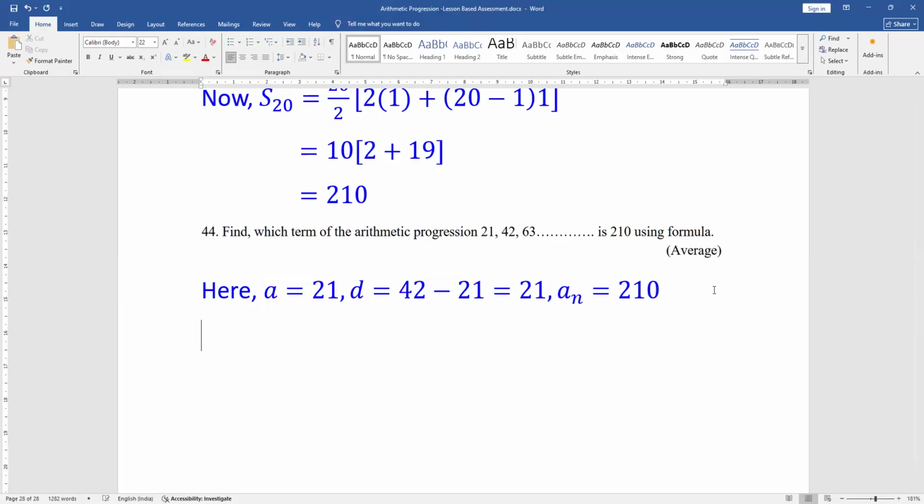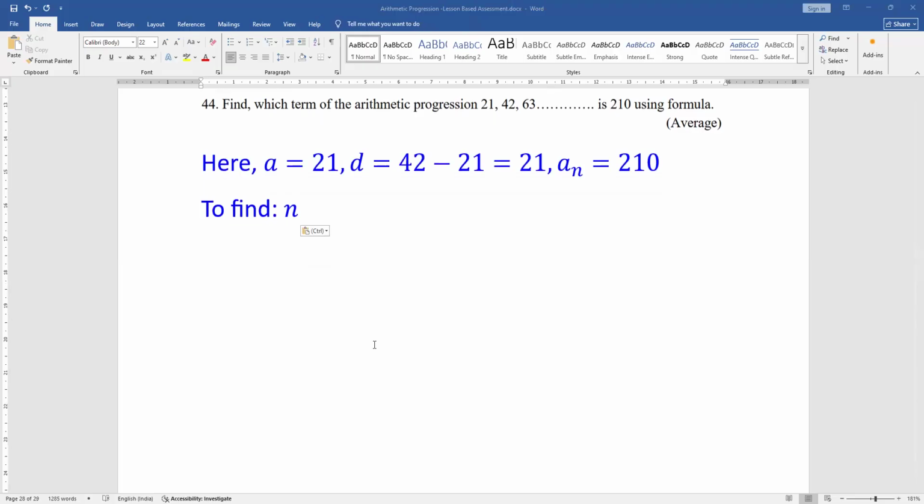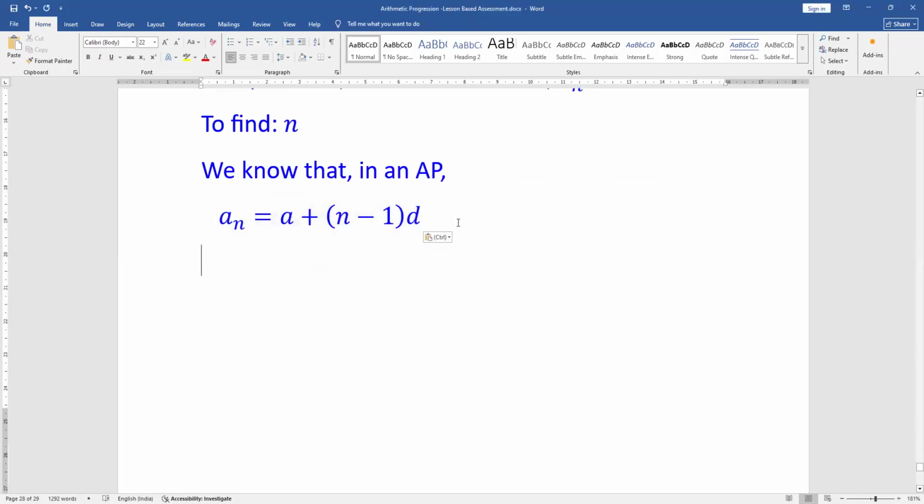To find which term means to find n. Then I apply the n formula. We know that in an AP, an equals a plus (n minus 1) d. Okay. As usual I do the substitution.